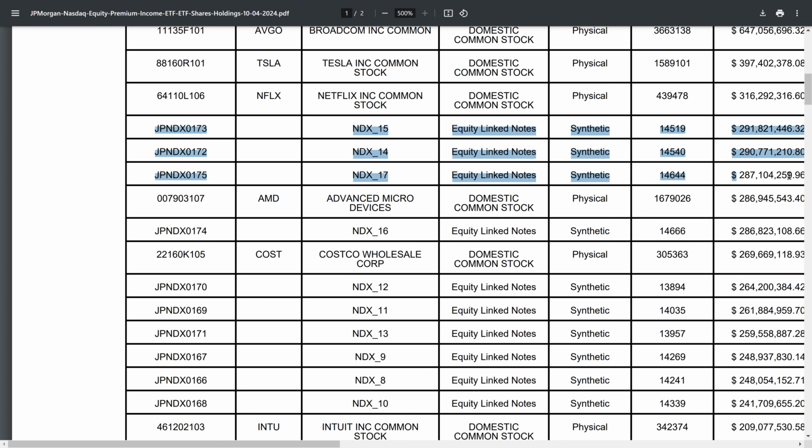There's another difference between JEPQ and QDTE. JEPQ sells call options that expire at least a certain number of days into the future. If we look at its portfolio, we see NDX 15 or NDX 17. These are likely equity-linked notes that sold call options with expiration of 15 to 17 days. Conversely, QDTE is one of the first, if not the first ETF to sell 0 days to expiration call options.